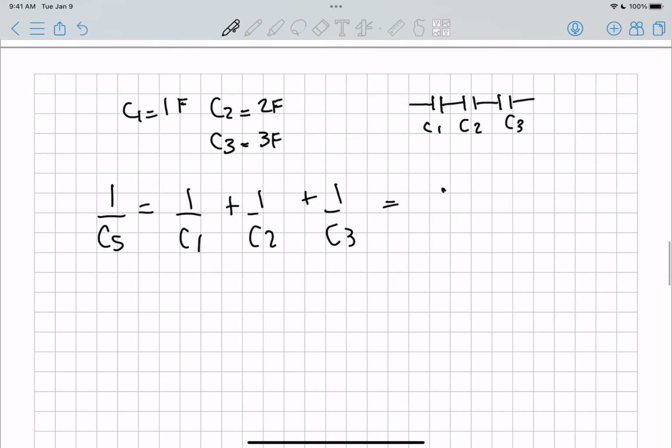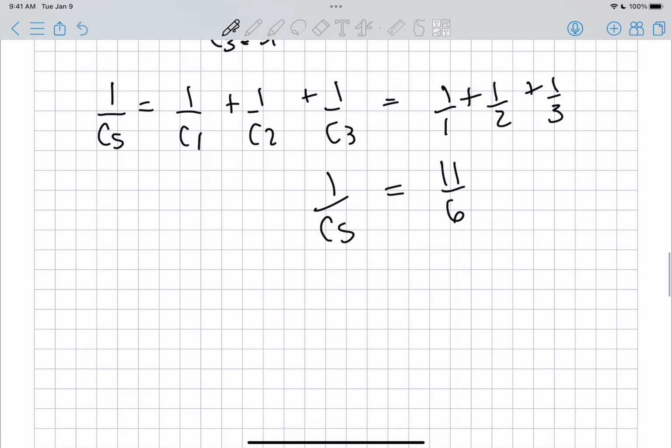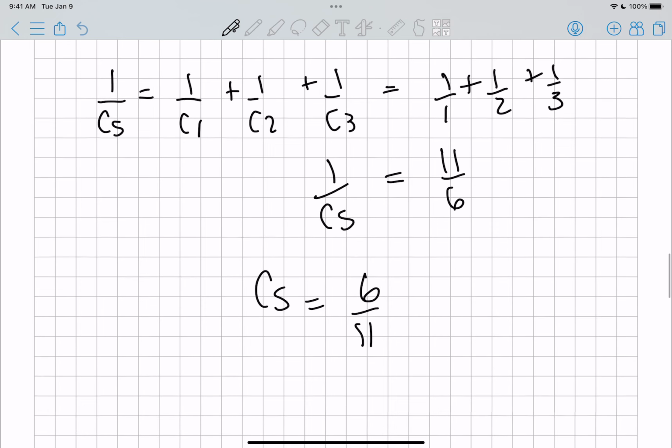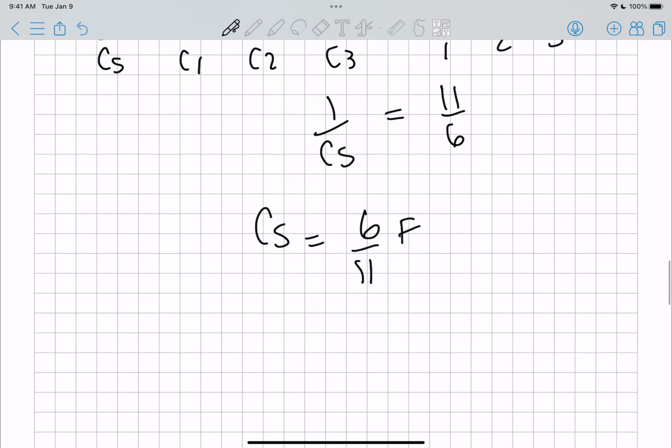So this would be 1 over 1 plus 1 over 2 plus 1 over 3, and that should give you 11 over 6, right? Yep, 11 over 6. And then that's equal to 1 over the equivalent capacitance. So equivalent capacitance is equal to 6 over 11 then. That's in farads, units of farads. And you're done. So that's problem 3.